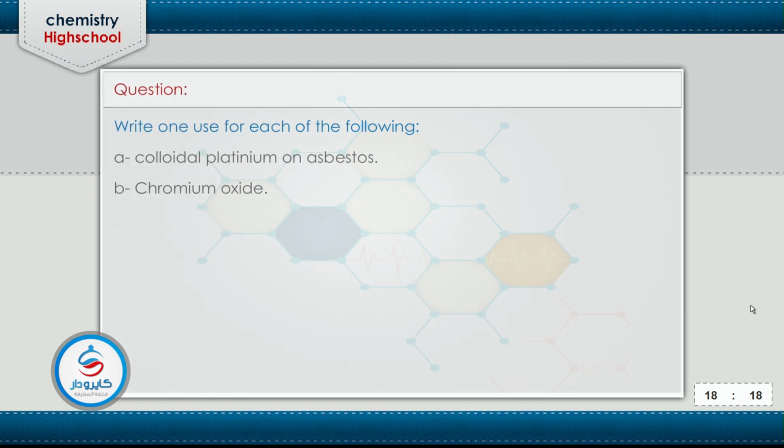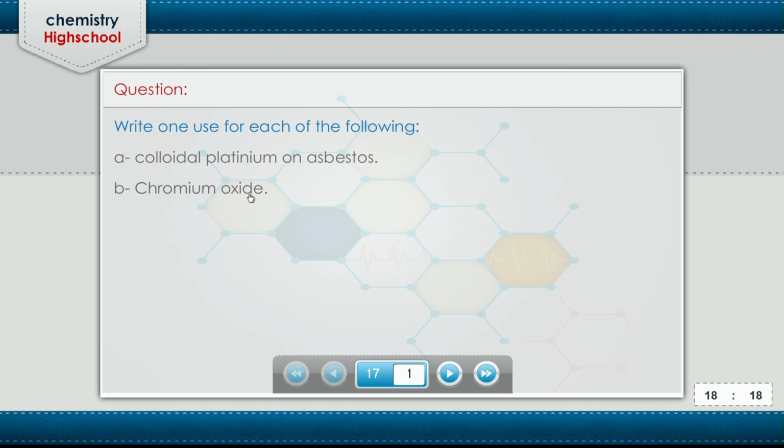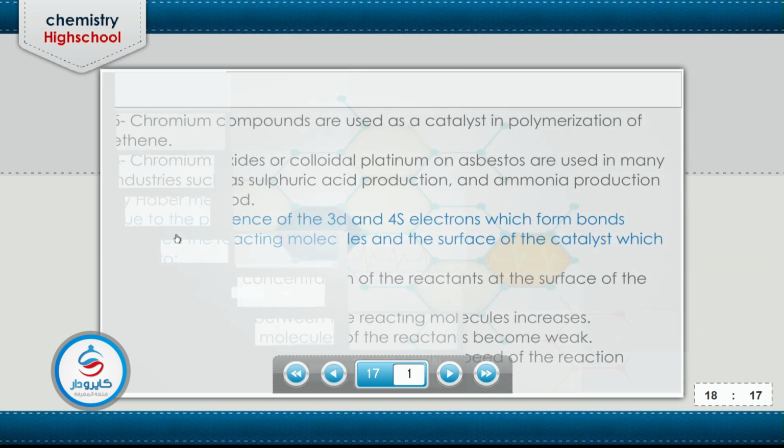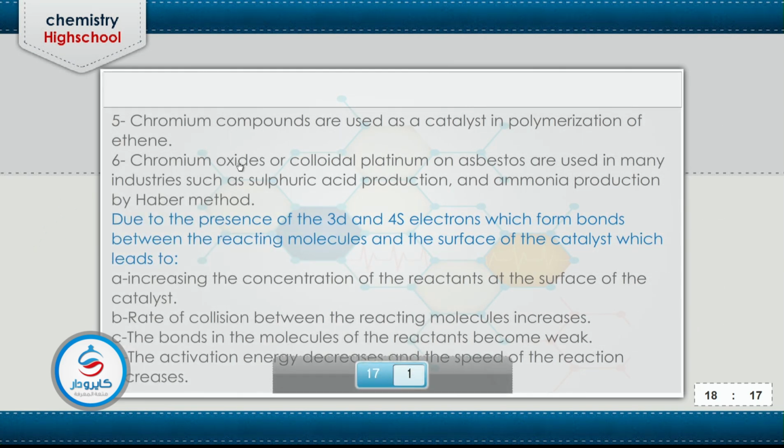In the last slide, we give a question for what we explained. Write one use for each of the following: colloidal platinum on asbestos, chromium oxide. When we refer back to the last slide, we will find the use of chromium oxide or colloidal platinum on asbestos.